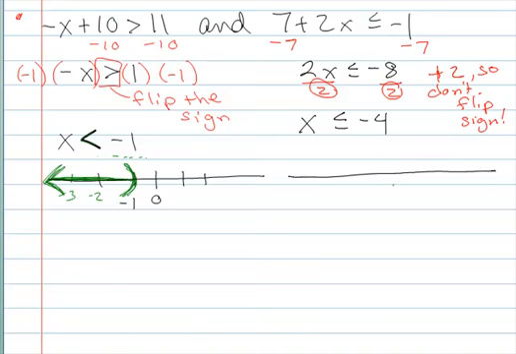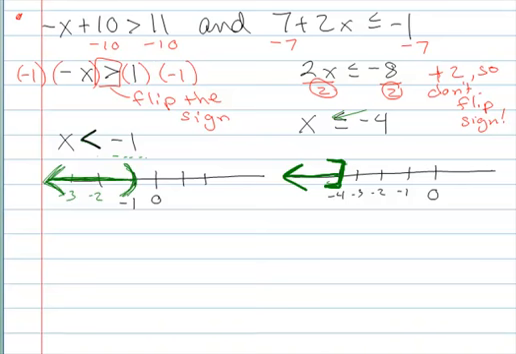Alright, so now I want to draw this one. 0, 1, 2, 3, 4. In order to do this one, I'm looking for where x is less than or equal to negative 4. Again, I follow the direction of the arrow. It's less than or equal to, so that means I'm going to use my bracket, and I'm going to go all the way off to the left. So this is how I would graph just that.